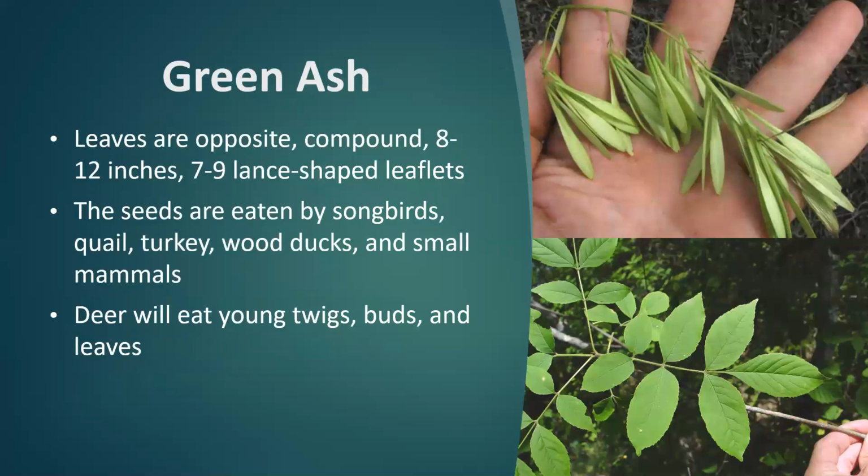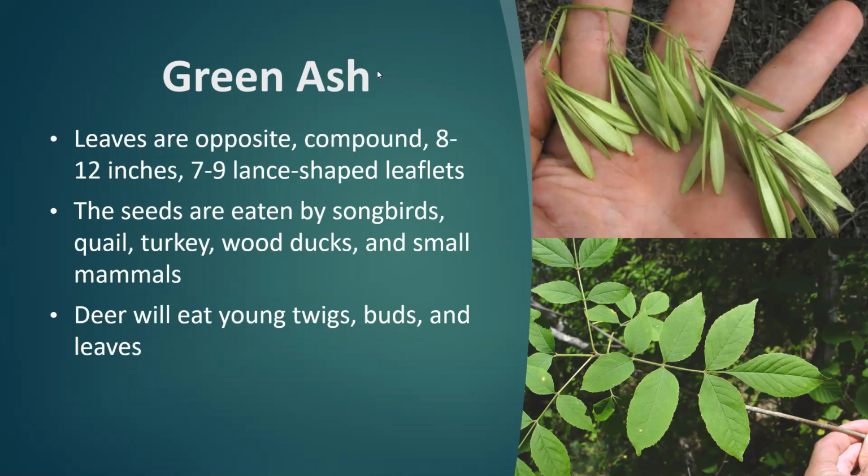Up next is the green ash. And so this is kind of a whole new family. This is kind of the ash family. There are several species of ash, but we're really going to just focus on kind of 1 or 2 of them today. The green ash is an opposite leaved pinnately compound leaf.